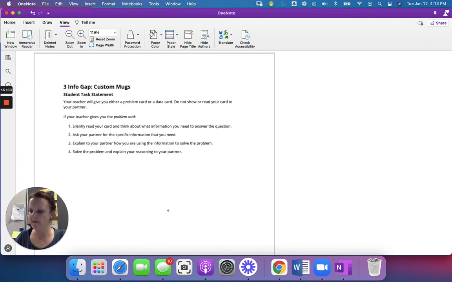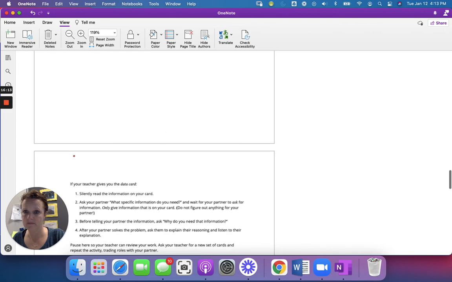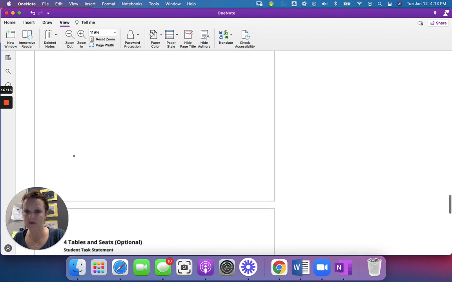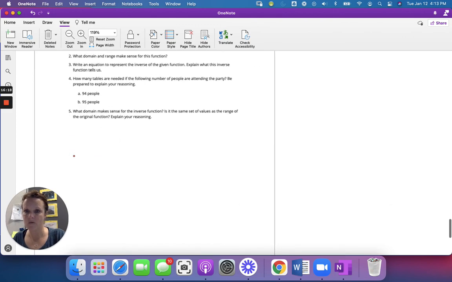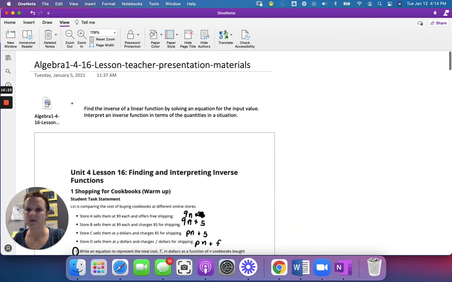Okay, info gap is very difficult to do on a flipped classroom. So we have problem cards and data cards. We may or may not do this in class. I will decide before class, all right? And that makes for our lesson. Okay, that makes for our lesson to be a tad bit shorter. Cool? All right.